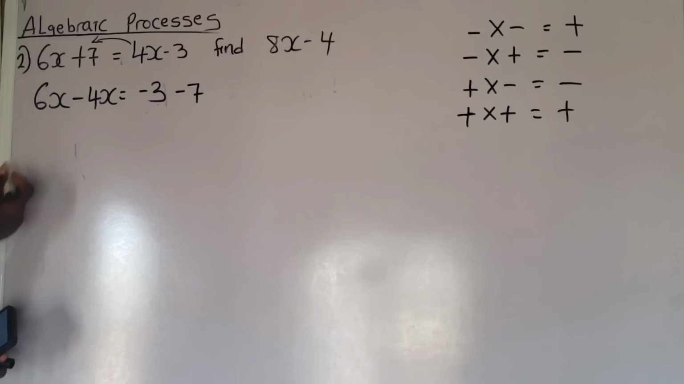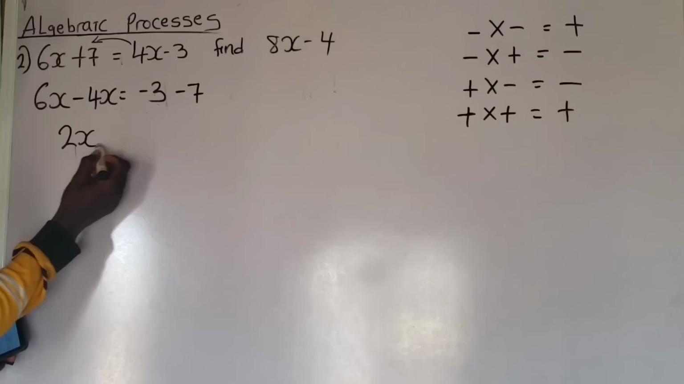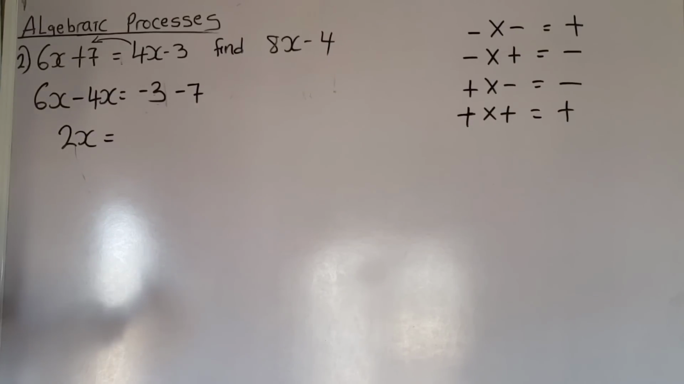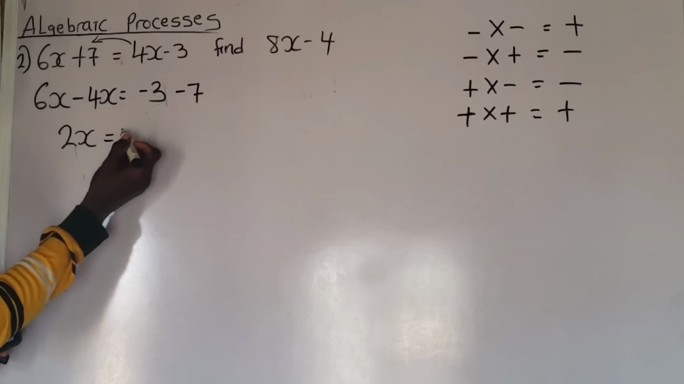For this, I'm going to have 6x negative 4x. That would be what? 2x. 2x is equals to negative 3 negative 7. That would be what? Negative 10.